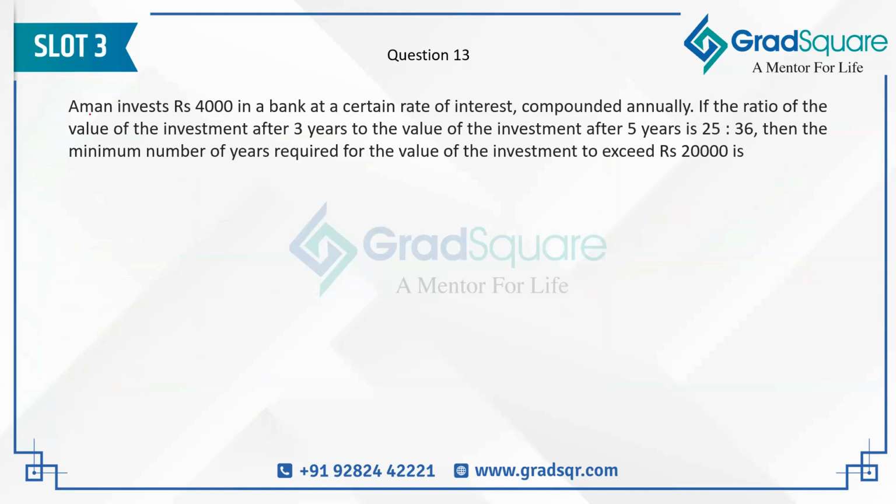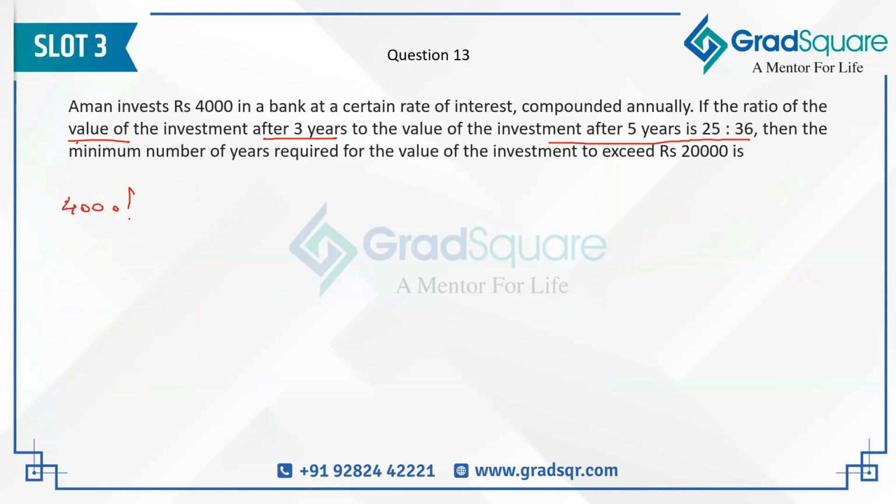Let's look at this one. Aman invests 4,000 in a bank at a certain rate of interest compounded annually. If the ratio of the value of the investment after 3 years and the value of the investment after 5 years is 25 is to 36. Now understand the same principal value is 4,000.